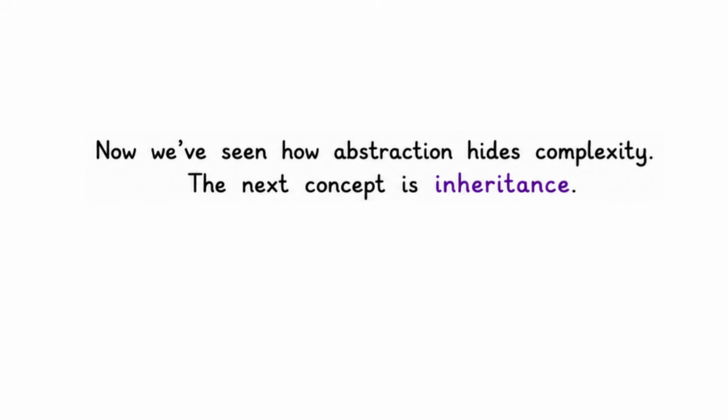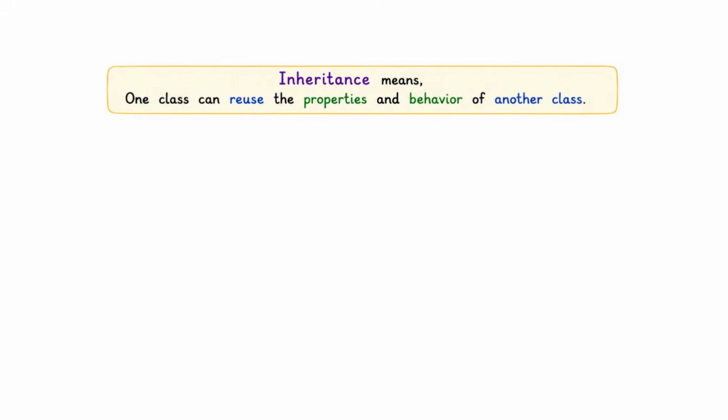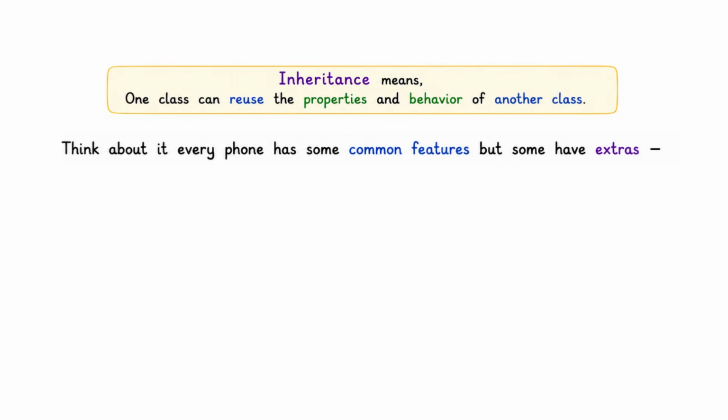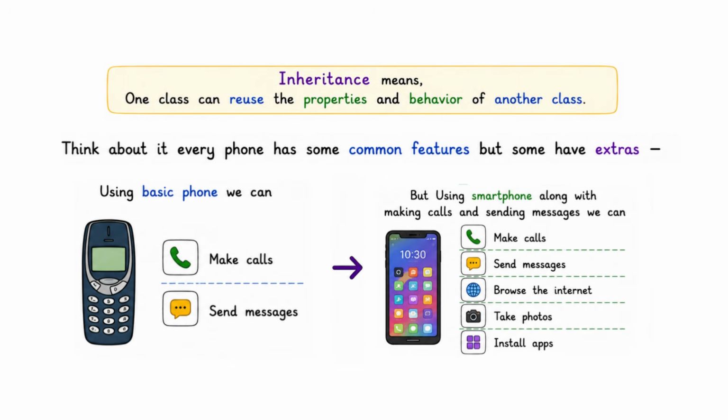Now we have seen how abstraction hides complexity. The next concept is inheritance. Inheritance means one class can reuse the properties and behavior of another class. Think about it. Every phone has some common features, but some may have extras. Using a basic phone, we can make calls and send SMS, or you can say send messages. But using a smartphone, along with making calls and sending messages, we can browse the internet, take photos, and install apps. So we have common features and extra features.